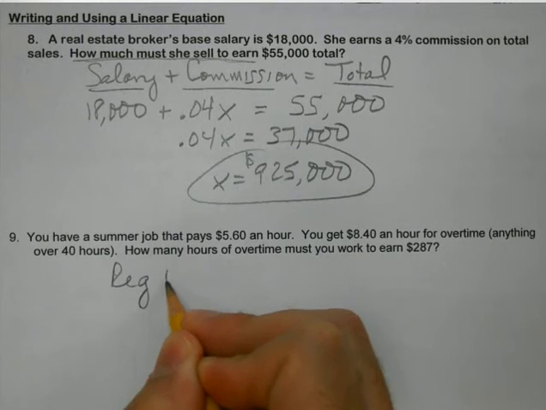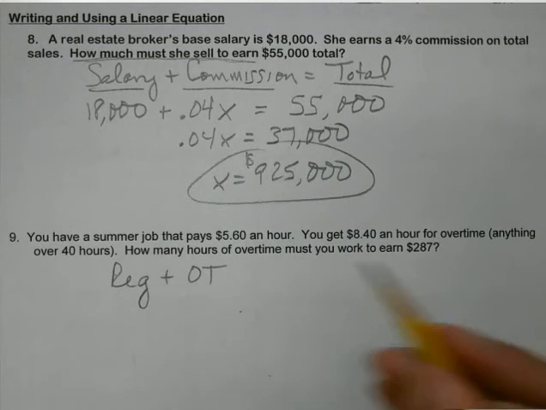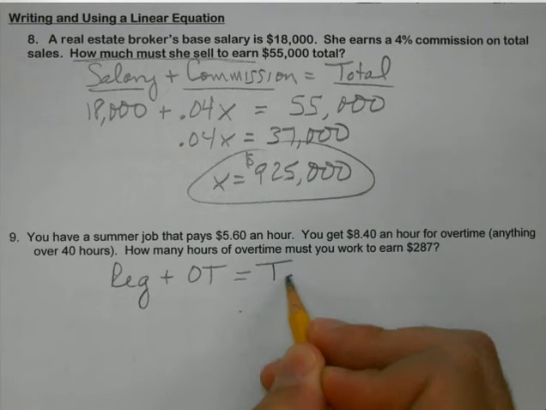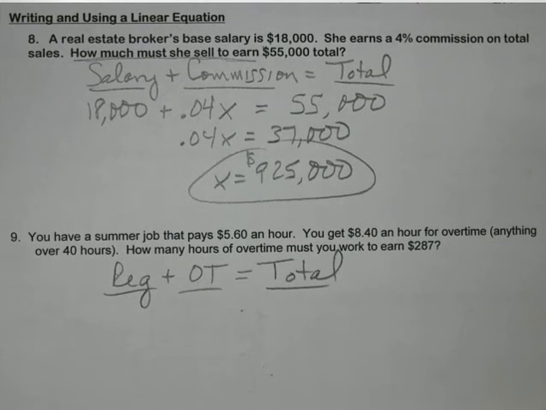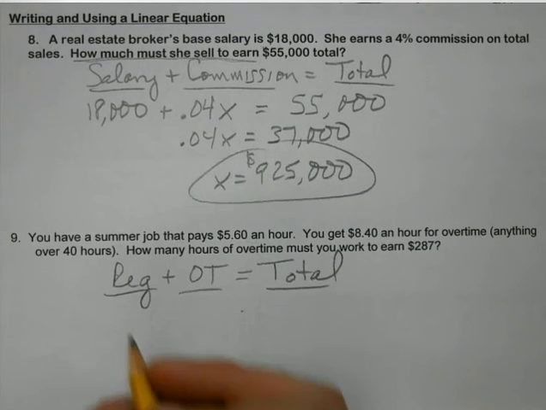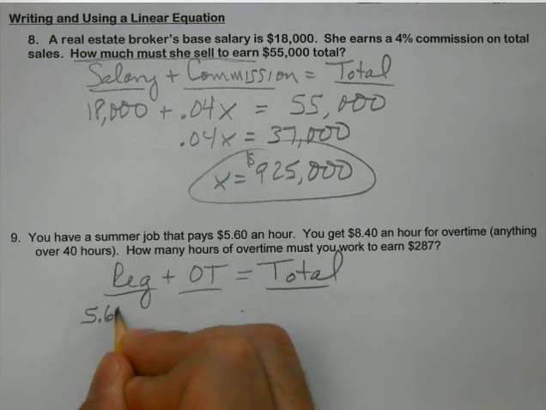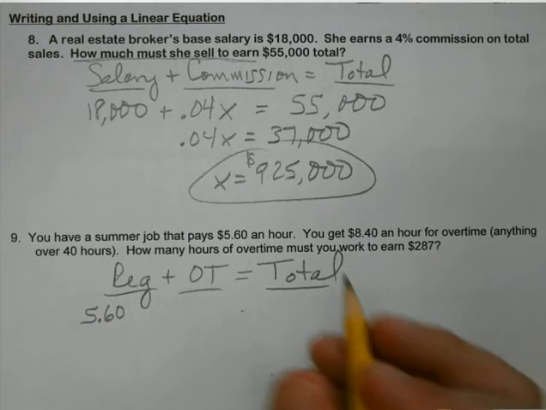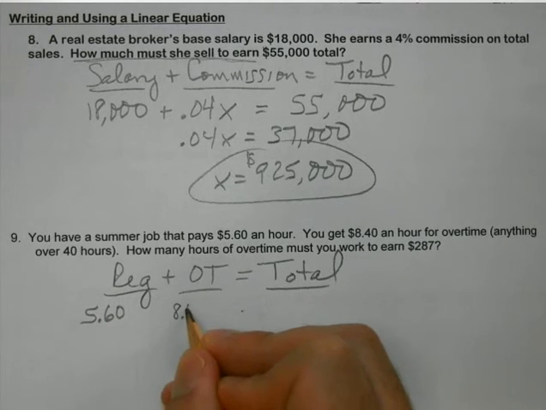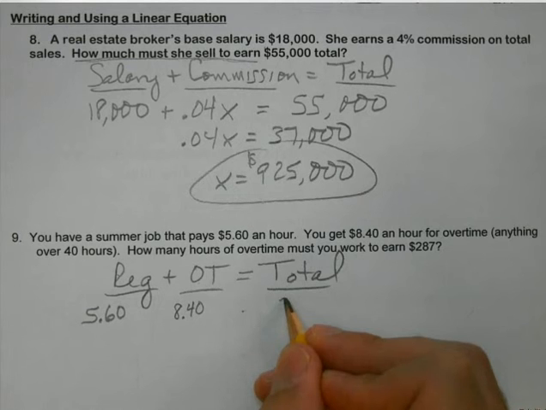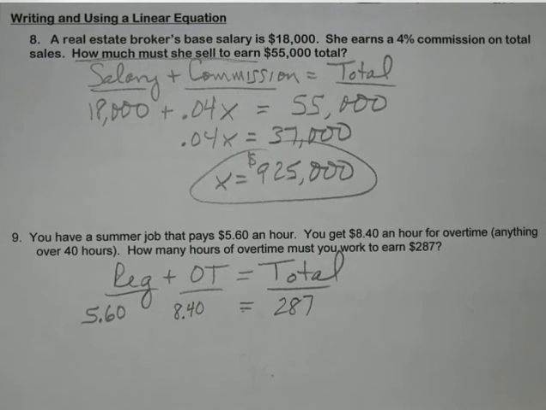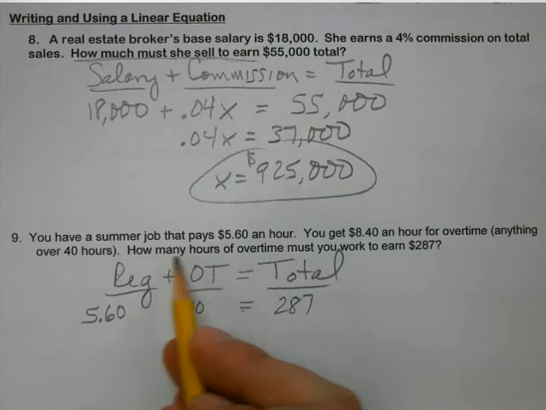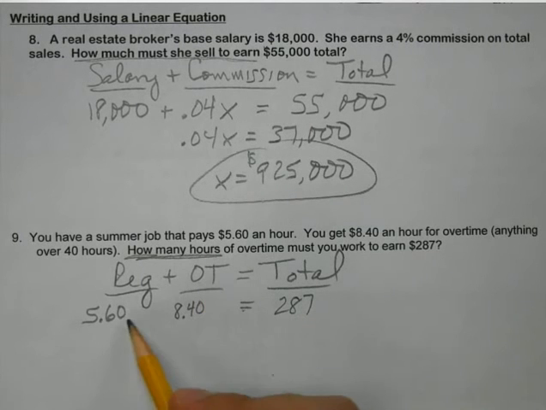My regular hours plus my OT hours equals the total amount of pay that I get. And sometimes just writing these things out can make this easier. You're like, okay, I make $5.60 when I'm doing regular. I make $8.40 when it's overtime, and I want to make $287. Now this gets a little more interesting because you're like, well, how many hours? Okay, that's my X. So do I just put X in with both of these? Not quite.